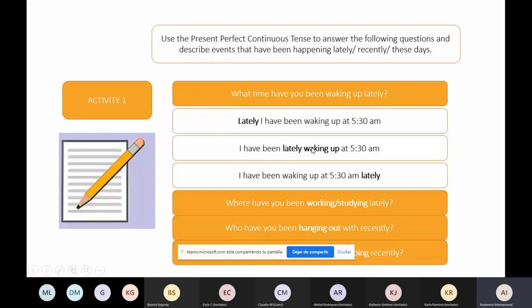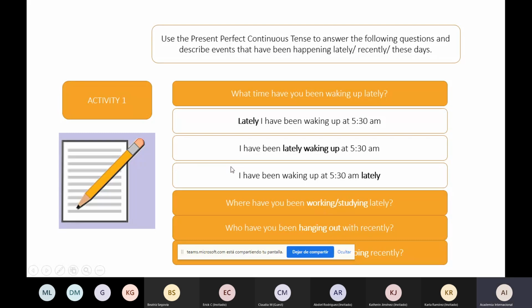Before mentioning the verb or the action, which in this case is wake up, or you can use it at the end of the sentence. Lately, I have been waking up at 5:30 a.m. or I have been lately waking up at 5:30 a.m. or I have been waking up at 5:30 lately. So you can use these types of sentences. Okay.